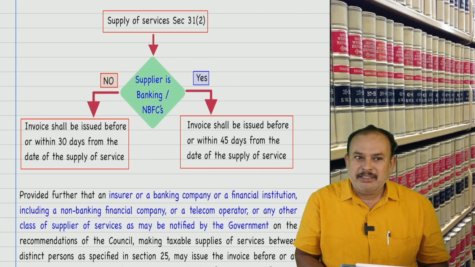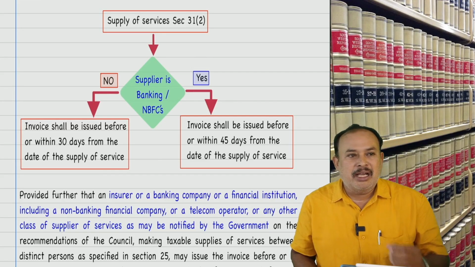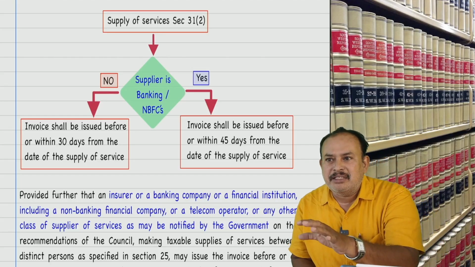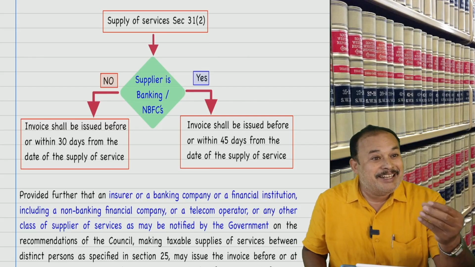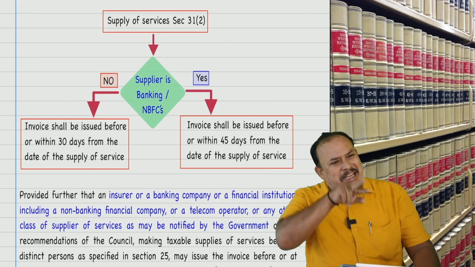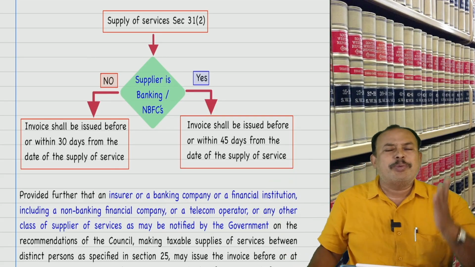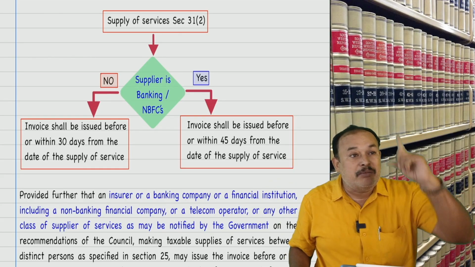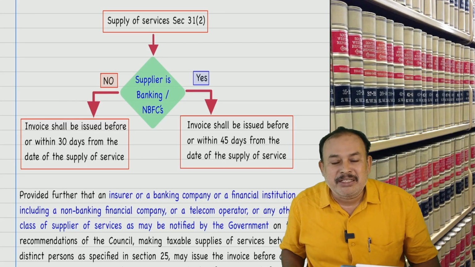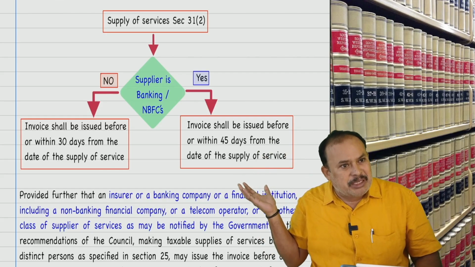Time of supply for supply of services, forward charge applies. What is the time of supply? Date of invoice or the date of payment, whichever is earlier, if the invoice is issued within 30 days from the date of the completion of service. If the invoice is not issued in accordance with section 31, subsection 2, namely within 30 days, then the time of supply we understood is the date of completion of service or date of payment, whichever is earlier. Have you understood or not? So that concept is lifted from here only.